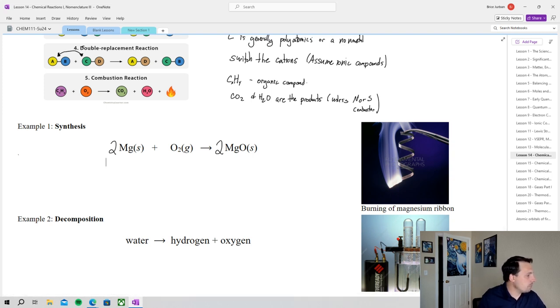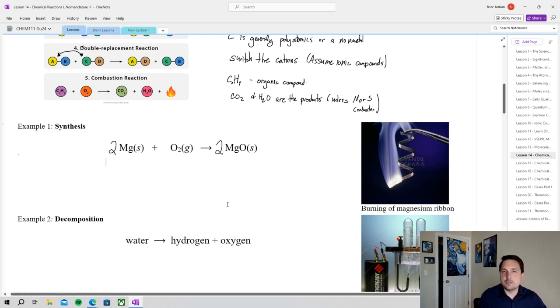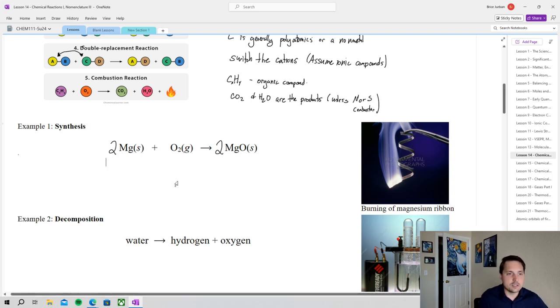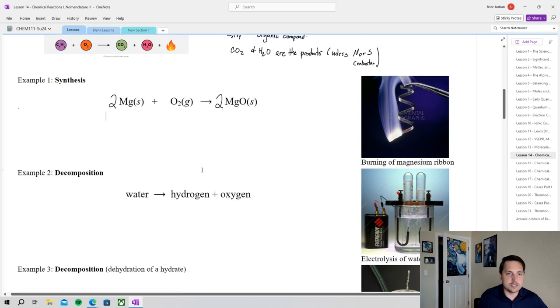And this type of reaction is really fun because if you burn magnesium, you're going to get this really bright white light. It can be quite blinding, so it's not a good idea to look at it directly, but everyone does for show. And that's our simplest example of a synthesis reaction.